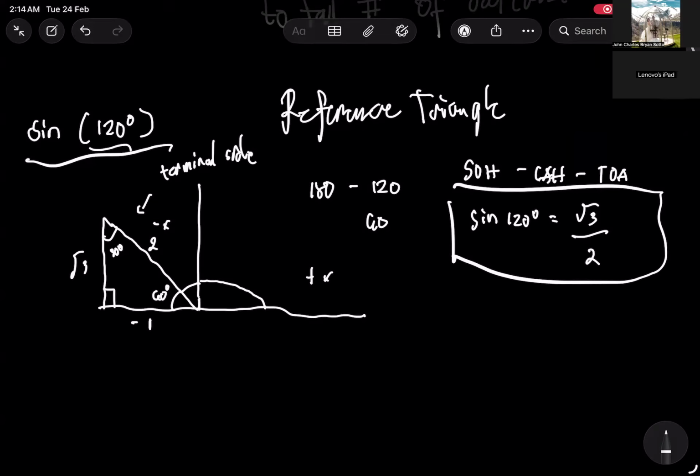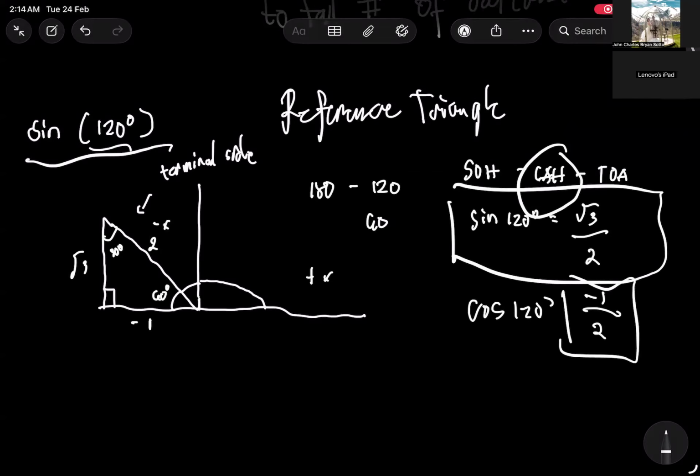Siyempre, pwede din naman natin kunin yung cosine. How can we get cosine 120 degrees? Gagamitin ulit natin to. So cosine, baliktad lang. What's cosine 120? That's negative 1 over 2. Okay? So, ganon.